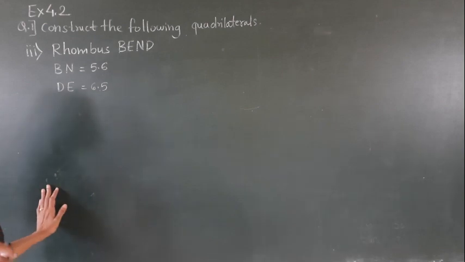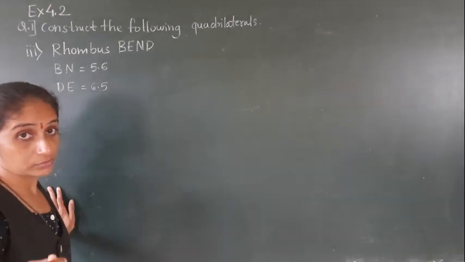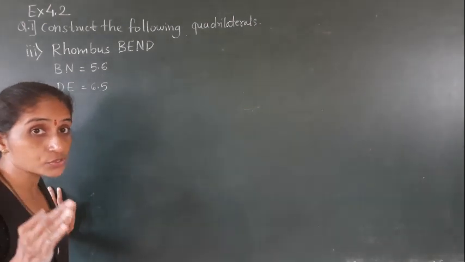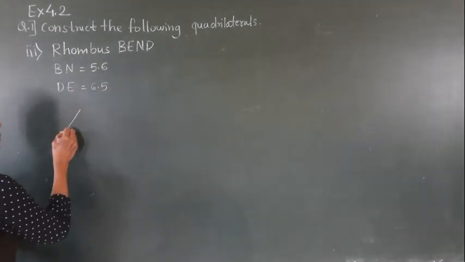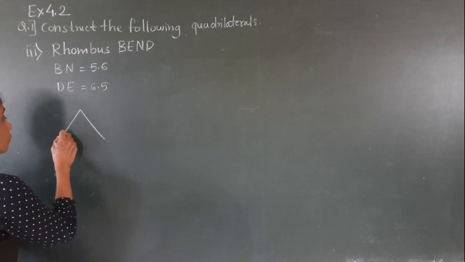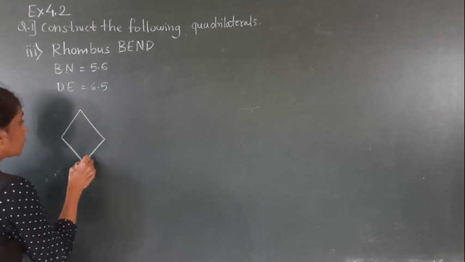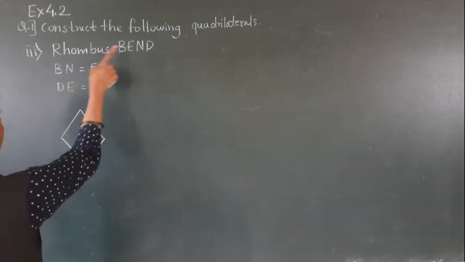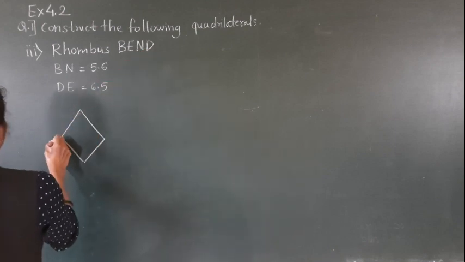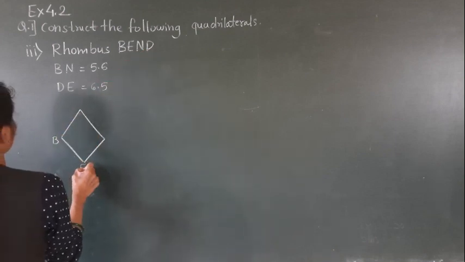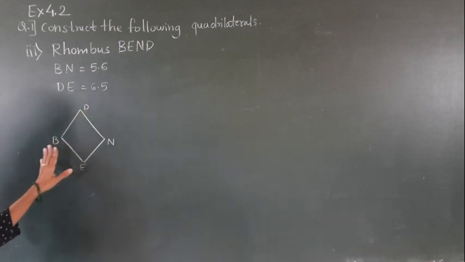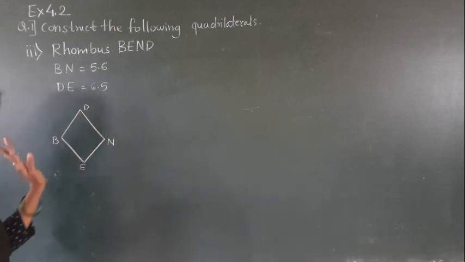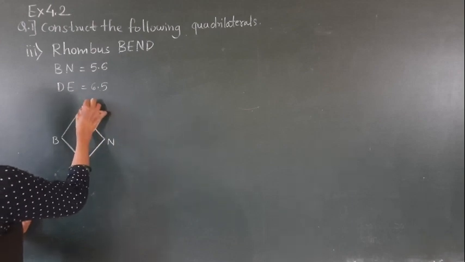Okay. So what is the first step I told you? What we have to do? We have to first draw the rough sketch of the rhombus. So now see here, I will draw one rough sketch of the rhombus. Okay, now what is the name? BEND. This is the rough sketch of the rhombus.